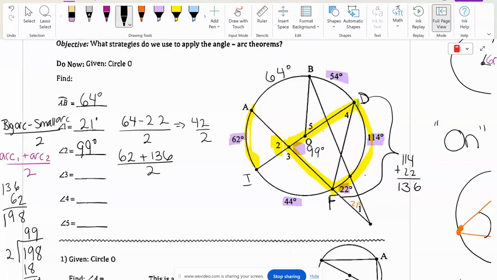All right, can I erase all my highlighting here? Anybody still copying? So we got angle 2 is 99.